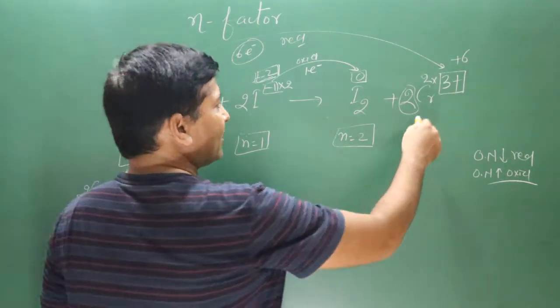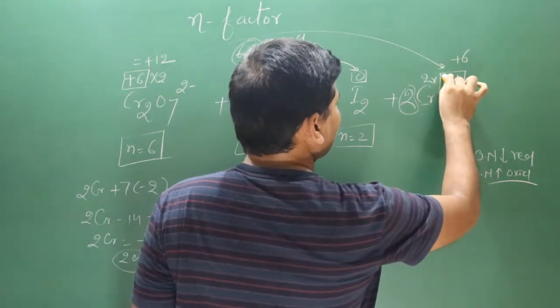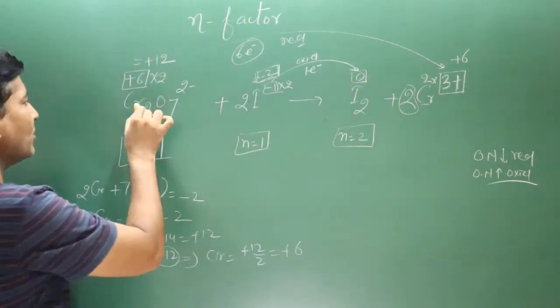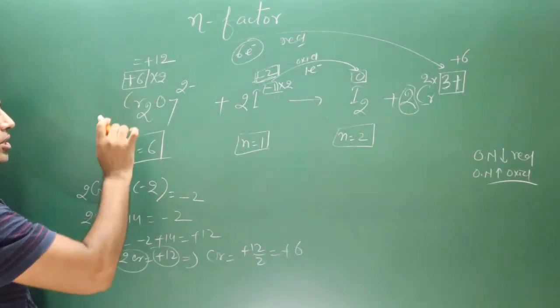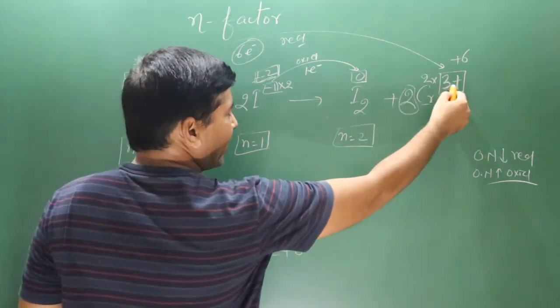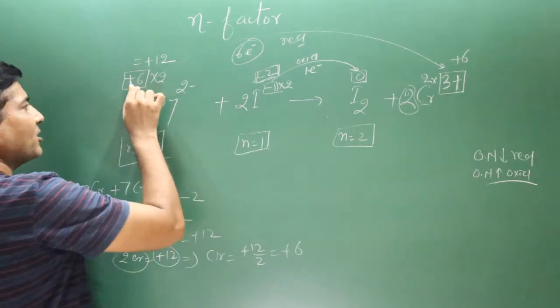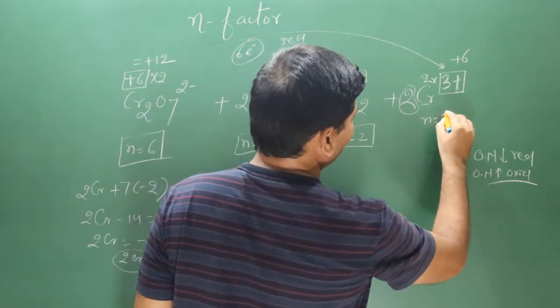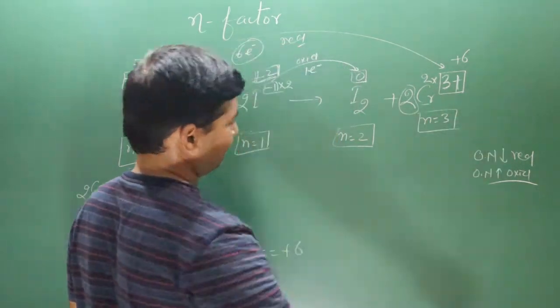Only one Cr is there. For one Cr, the oxidation number on the right side is +3, and on the left side it is +6. So the difference in oxidation numbers is 6 minus 3, which is equal to 3, and the N factor value will be equal to 3.